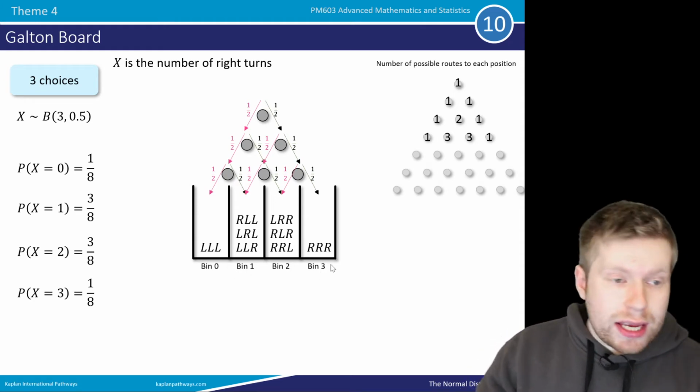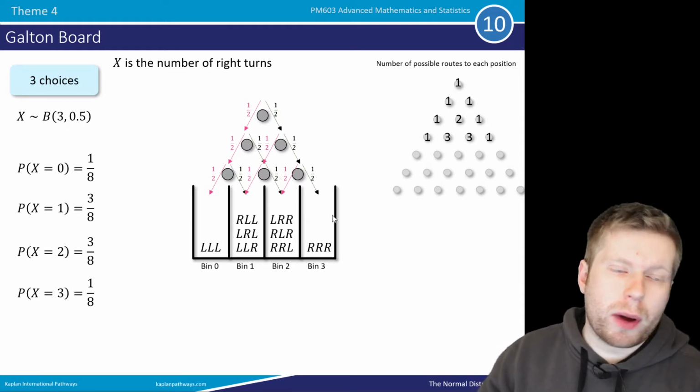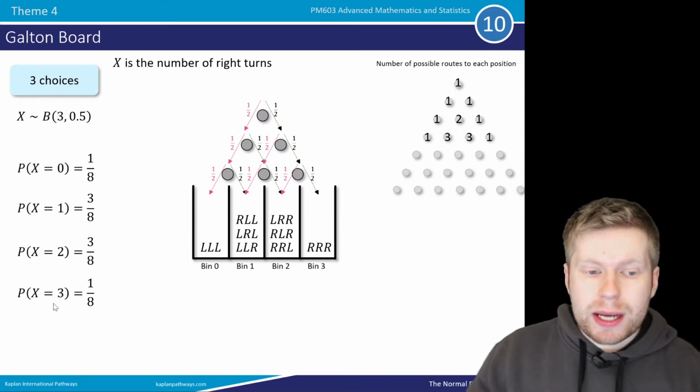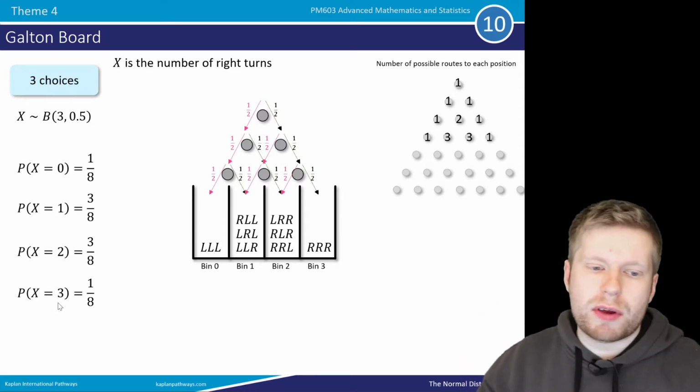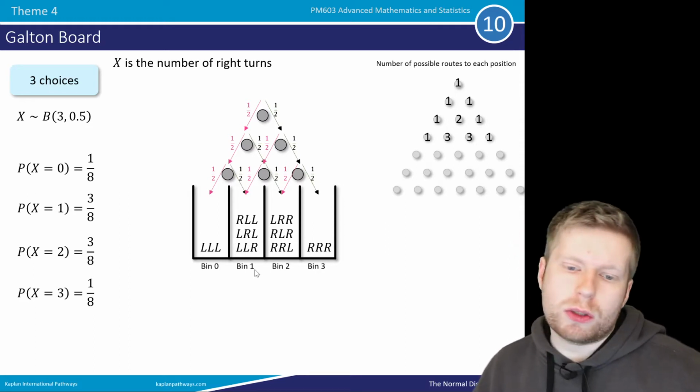If I look at bin 3, the other extreme, that's going to be all right turns. So a half followed by a half followed by a half. That's another eighth. So the probability that all those choices are going to be right turns is going to be 1/8 as well. Then if I have a look at the middle two bins, we'll have a look.